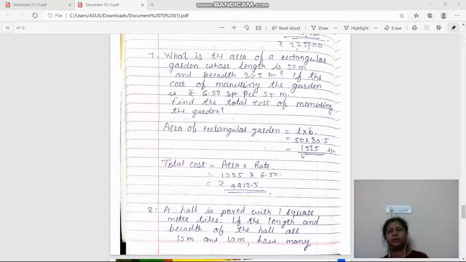So what will be the answer? 1525. You have to multiply, don't use the calculator. So it is 1525 square meter. This is the area. Now we have to calculate the cost. The total cost is equal to area multiplied by rate. So 1525 multiplied by 6.50. If we multiply we get 9912.5 rupees. Get it?